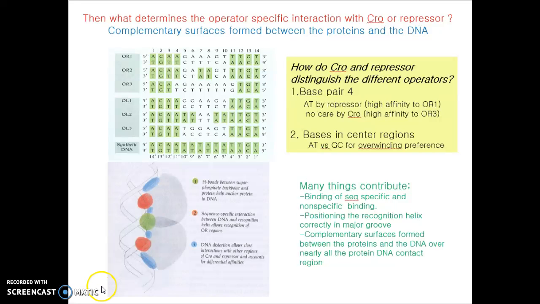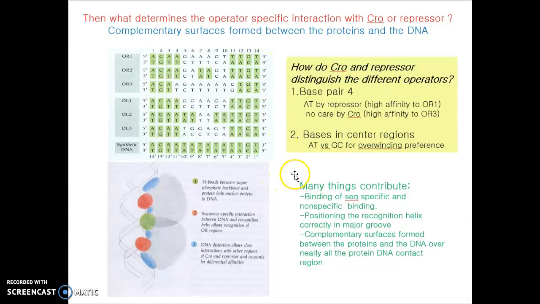What determines the operator's specific interaction with core or repressor? Complementary structures between proteins and DNA. That's going to determine this issue. In the previous session I explained the determining things regarding the operator.